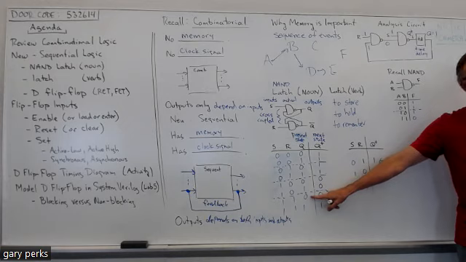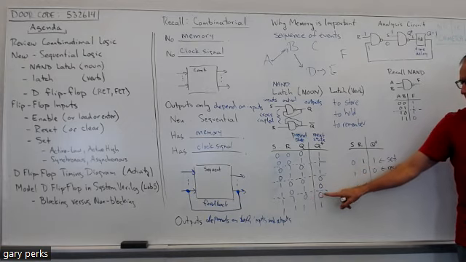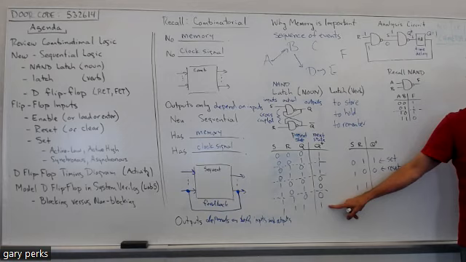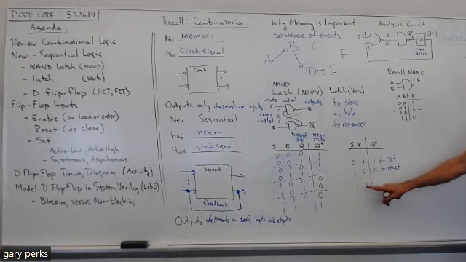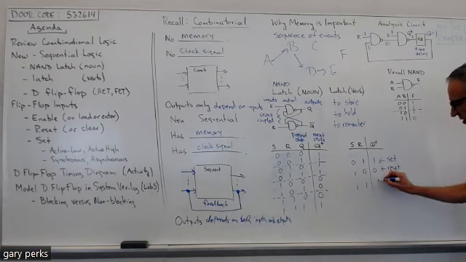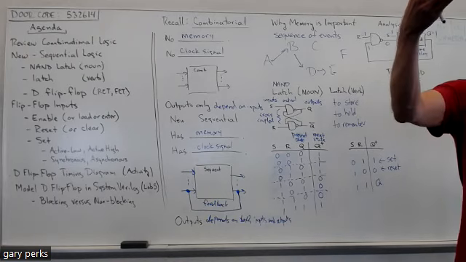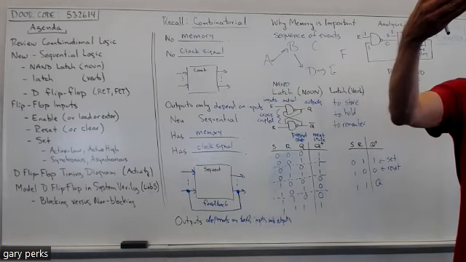If the present state of Q is 0, the next state of Q is going to be 0. If the present state of Q is a 1, the next state of Q is going to be a 1. So you see, when S is 1 and R is 1, the next state of Q is just going to equal the present state of Q, which means the Q in the future is just going to equal the present Q.